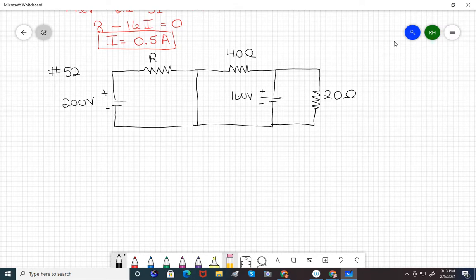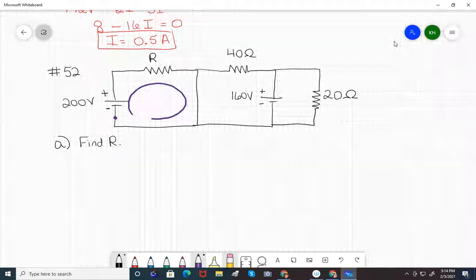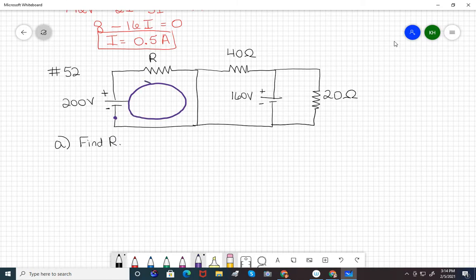We're asked to find several different things. The first thing that they ask us to find is R. Now, I see 6 different loops. I'm going to start with this loop. I'm going to start right here at the positive, and I'm going to go around clockwise. But that's not the only loop.